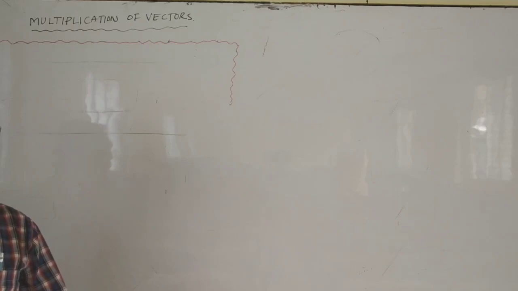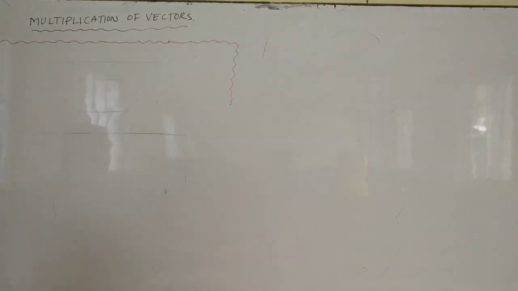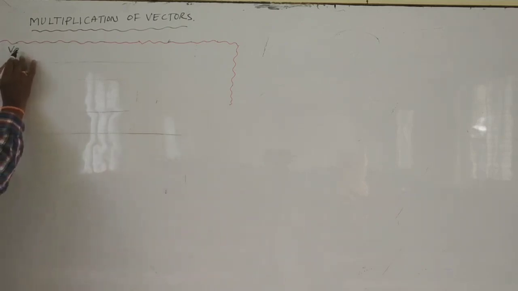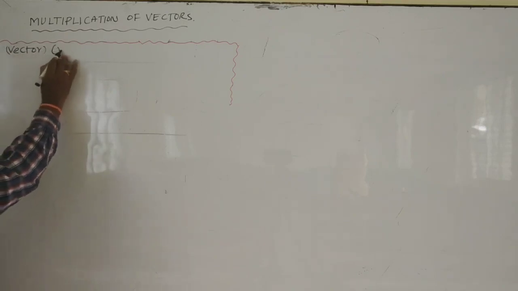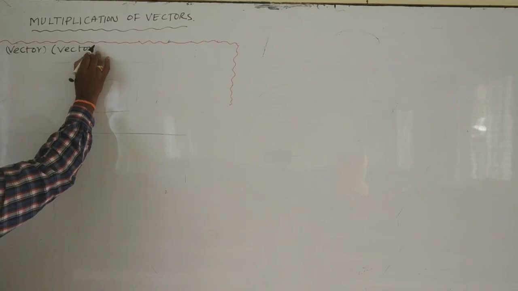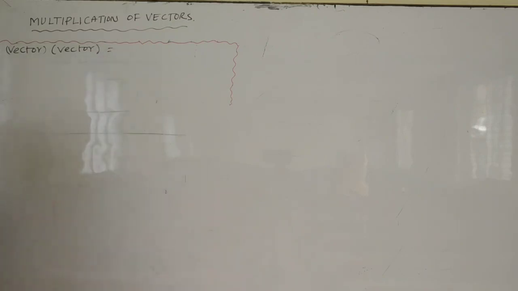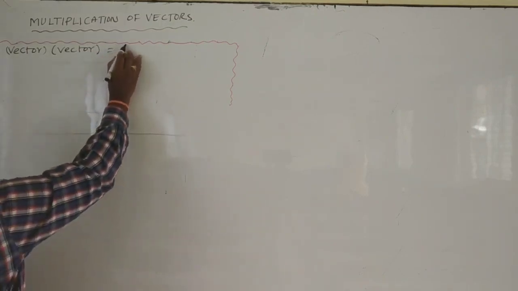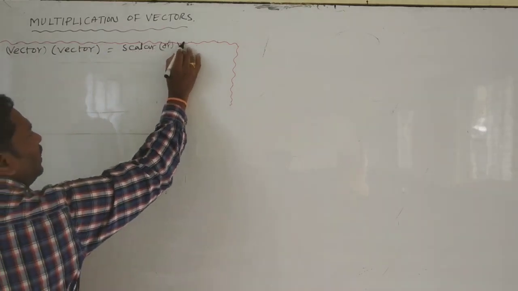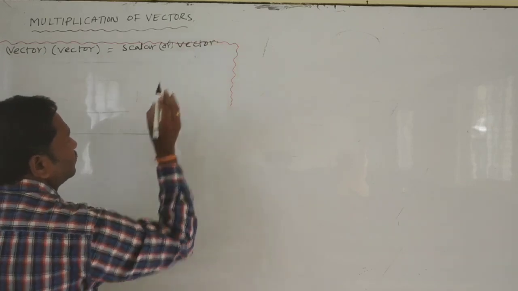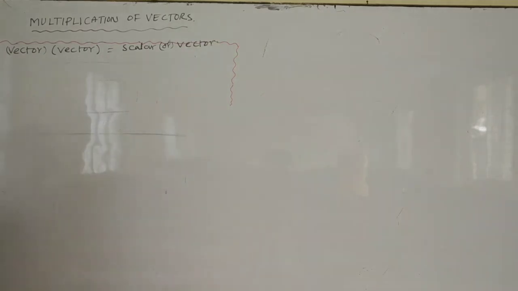Multiplication of vectors. Suppose this is the vector, is multiplied with another vector, then the answer may be scalar or it may be a vector. Is it scalar or vector? First of all, the answer is scalar or vector.